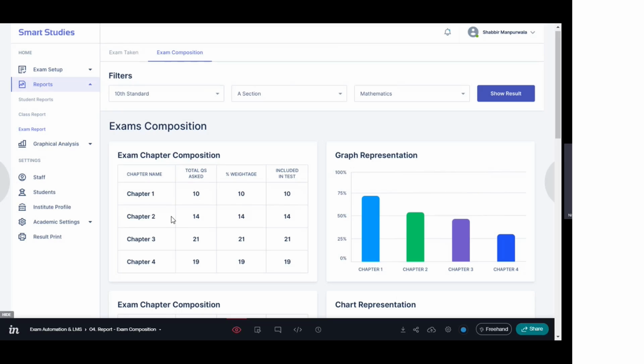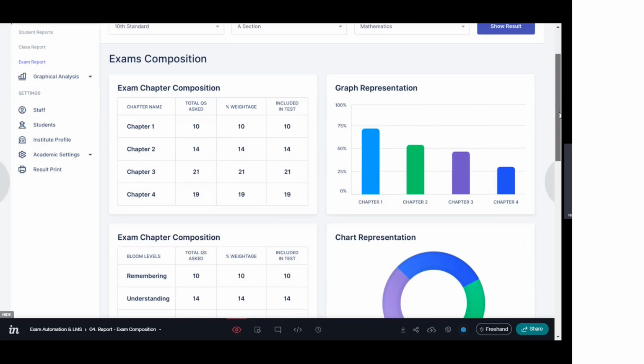Like this, everyone can get a better idea of the reconciliation: what the ideal scenario should be versus what the actual scenario was, and how near or far we were from the respective target. Similarly, on the right hand side, you can see the graphical representation of the same data, where chapter wise you can see the number of questions that came up as per the percentage.